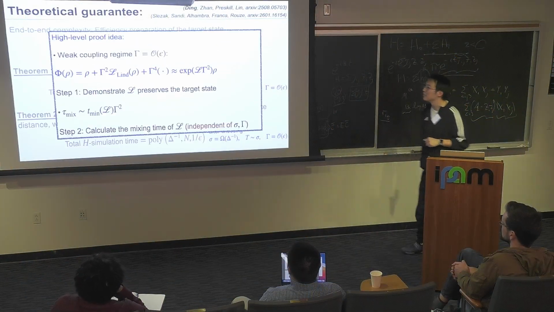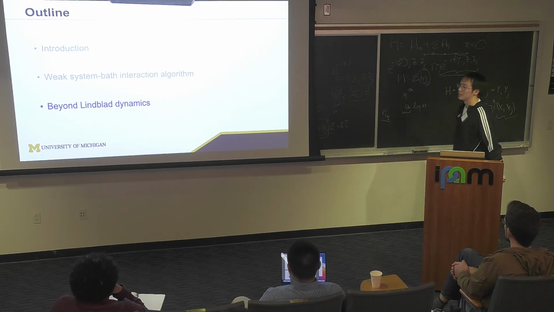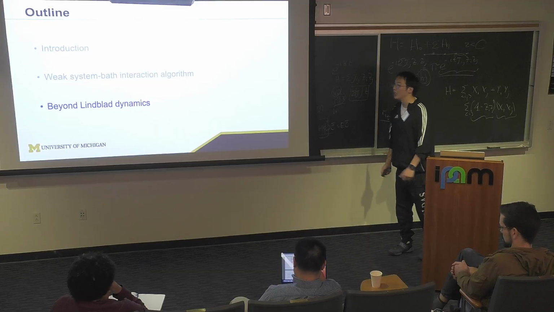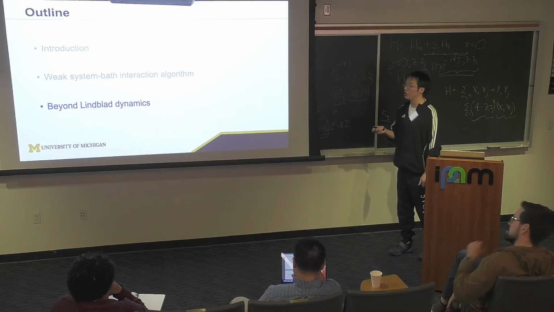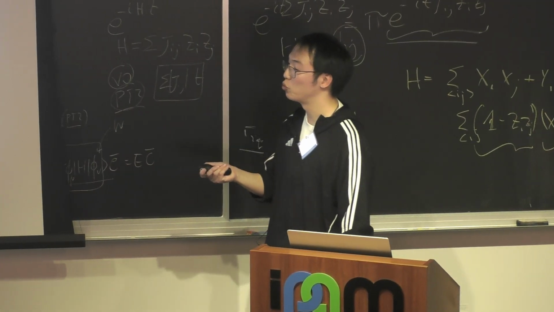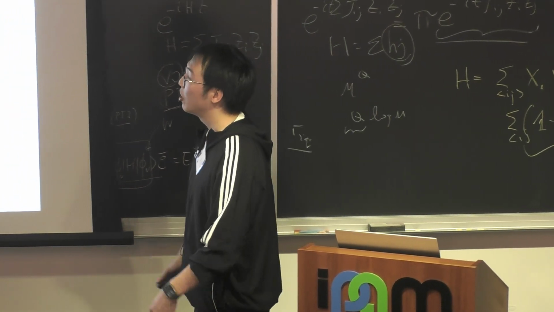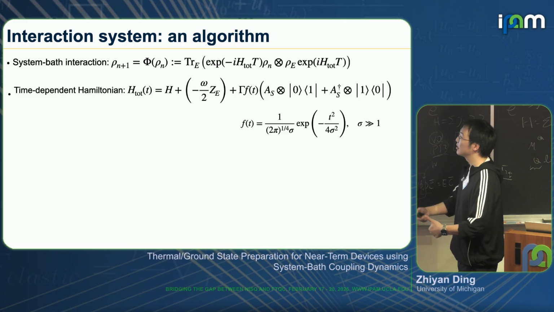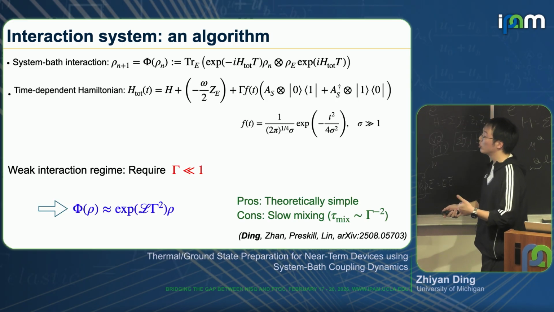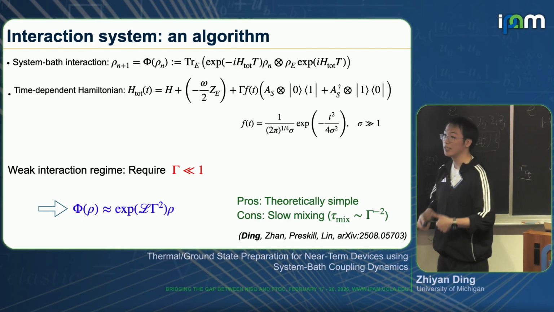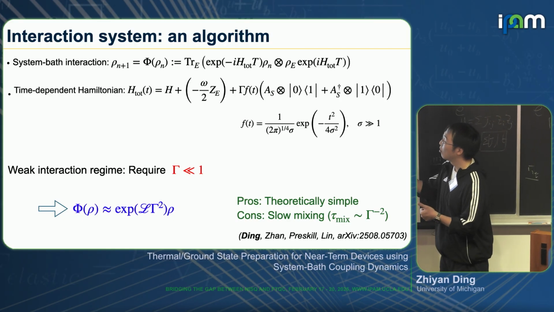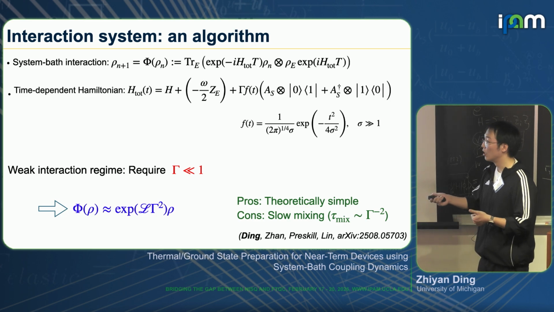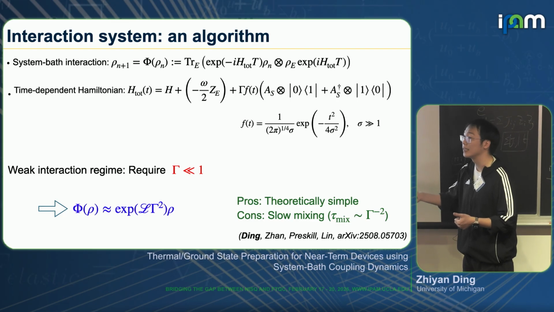Okay, good. So now I want to talk about the third part of this talk, which is beyond Lindblad dynamics. I think this is a very interesting observation recently. According to my previous algorithms, to guarantee that this algorithm can converge, I need to choose this coupling coefficient gamma to be very small, so that the whole quantum channel can be approximated by a Lindblad dynamics.